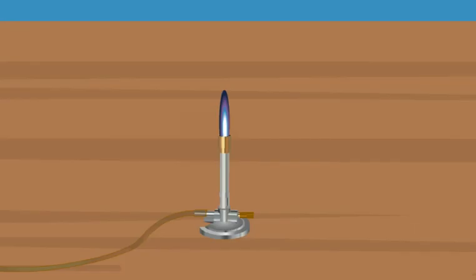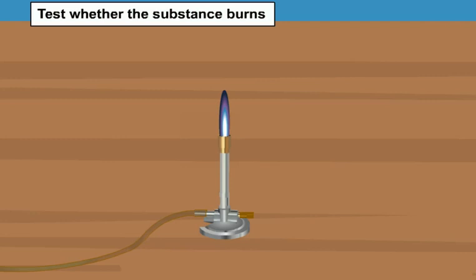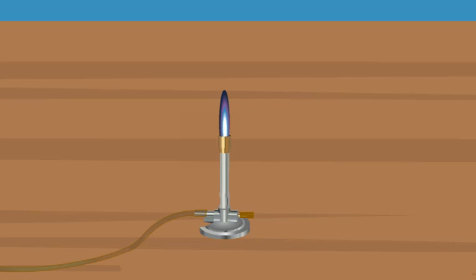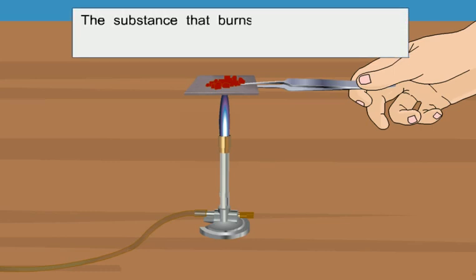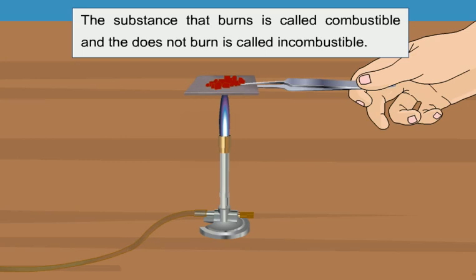Now look at this activity in order to test whether the substance burns. Students, with the help of long forceps, hold the sample of collected substance and put it on the flame of the Bunsen burner. The substance may burn or break into pieces. The substance that burns is called combustible, and the substance that does not burn is called incombustible.